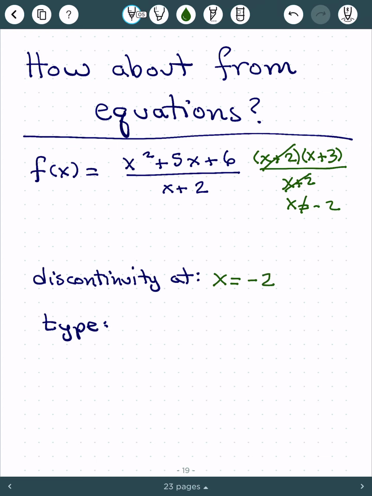So that is a hole, which we call a removable discontinuity.